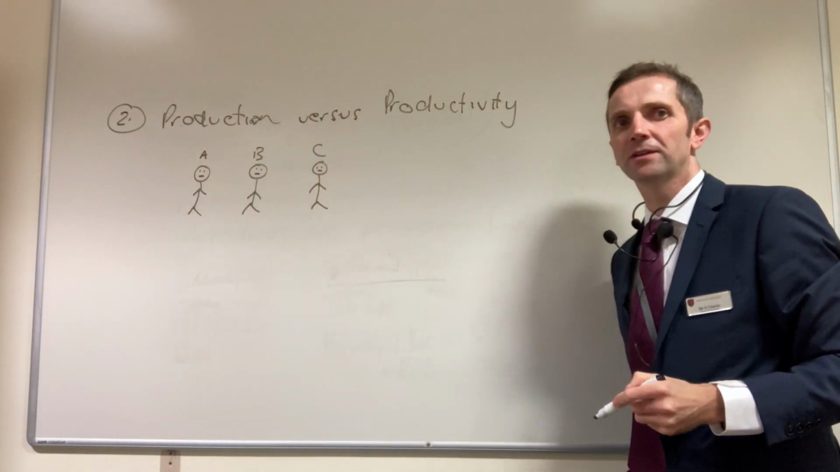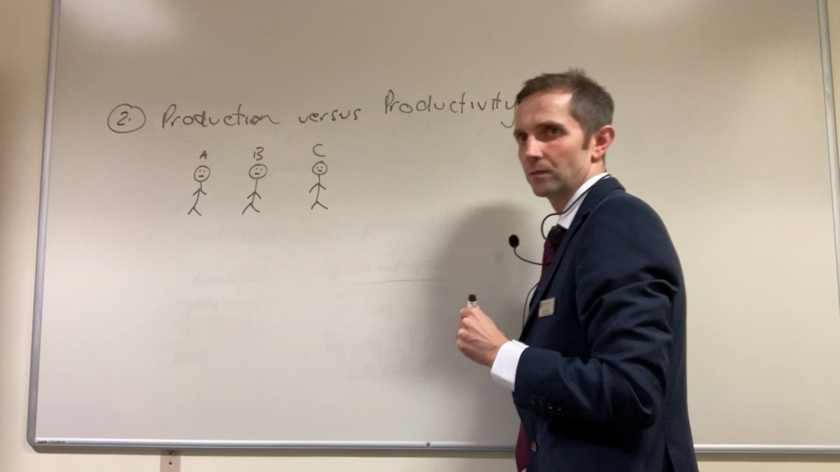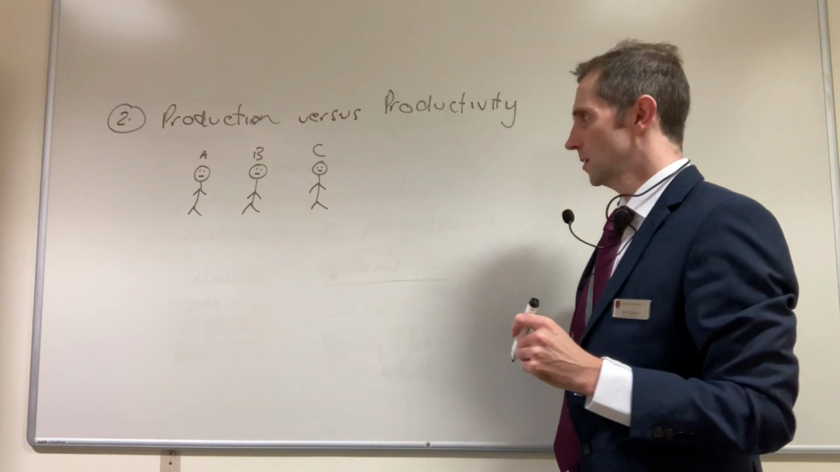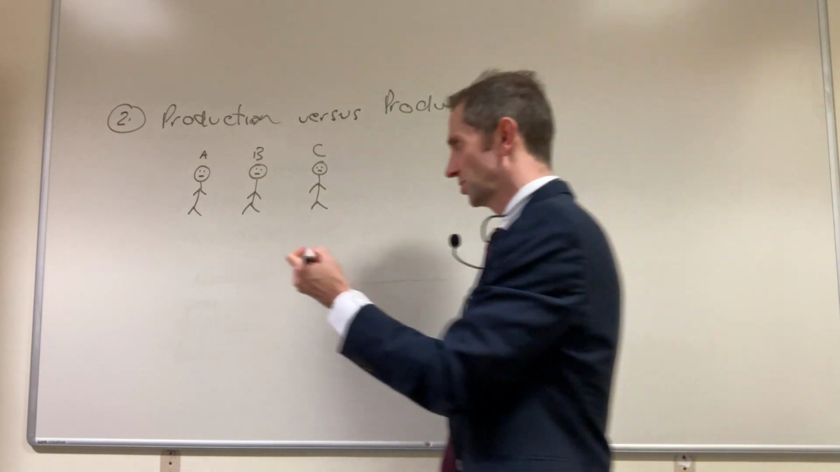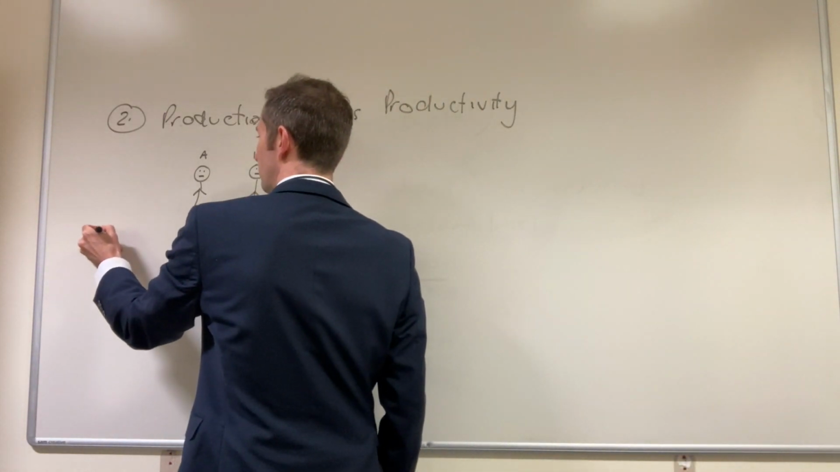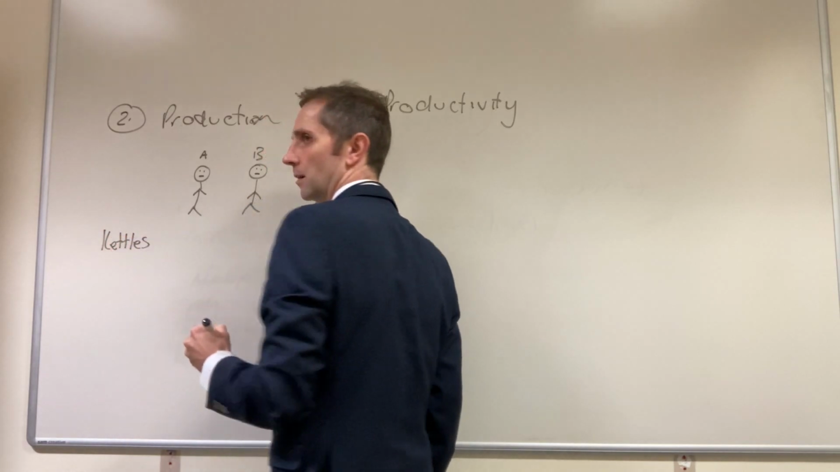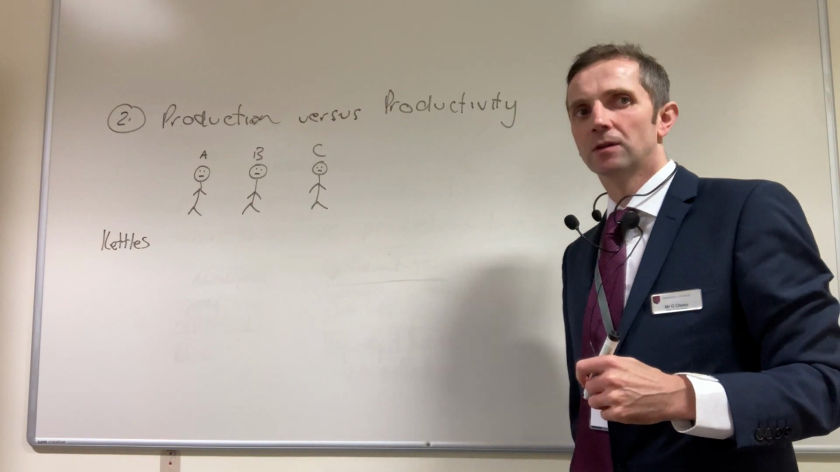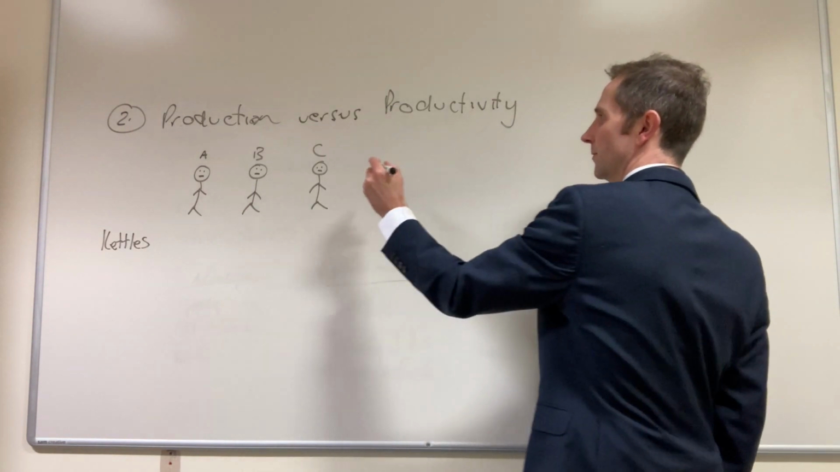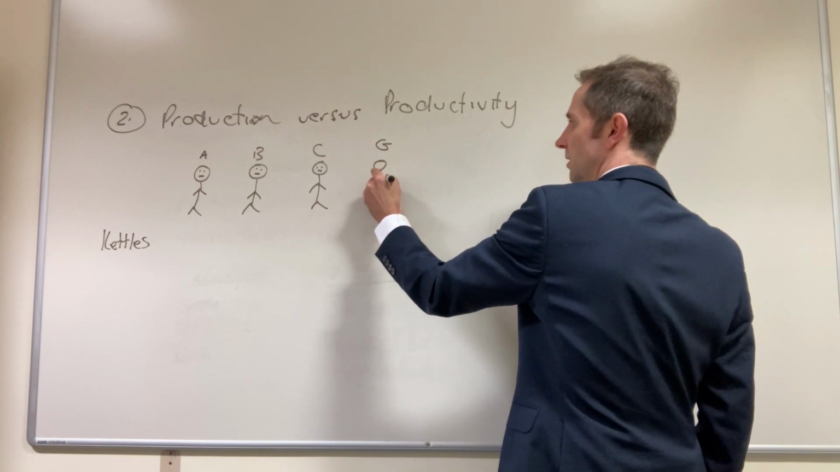3 people happy in their work. We'll say that these people are all working on the Morphy Richards kettle factory production line. Okay, now person A, I'm going to put a G on as well. Person G.